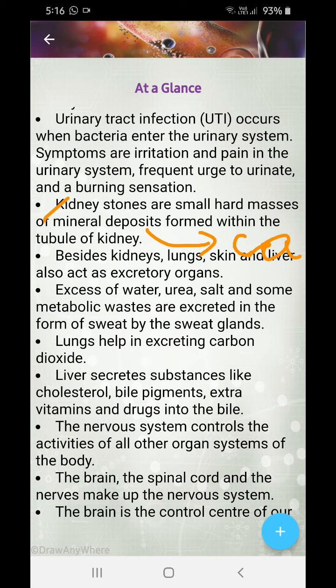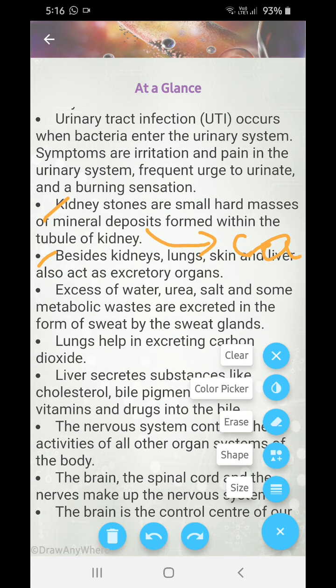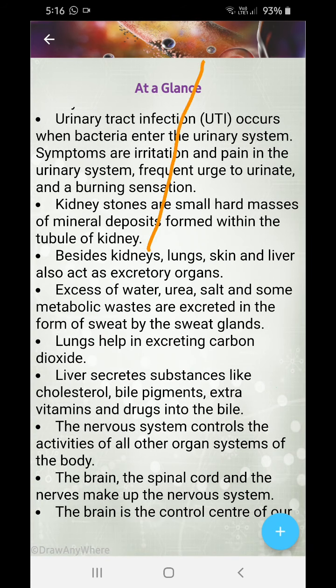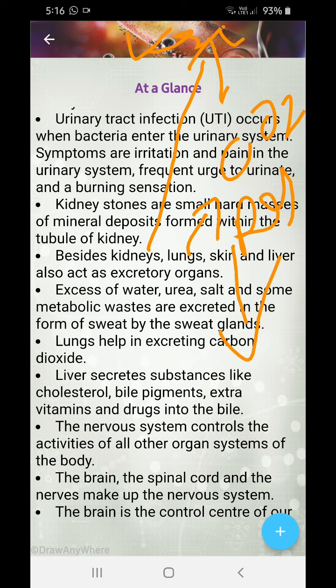Okay. Next, besides kidneys, lungs, liver, and skin also act as excretory organs. So kidneys, through urination, are throwing out all the waste. Lungs are throwing out CO2 through respiration. Skin, sweat we are having. Okay.